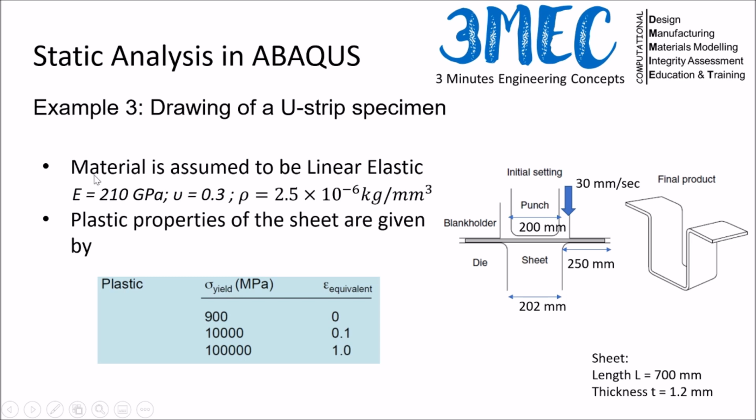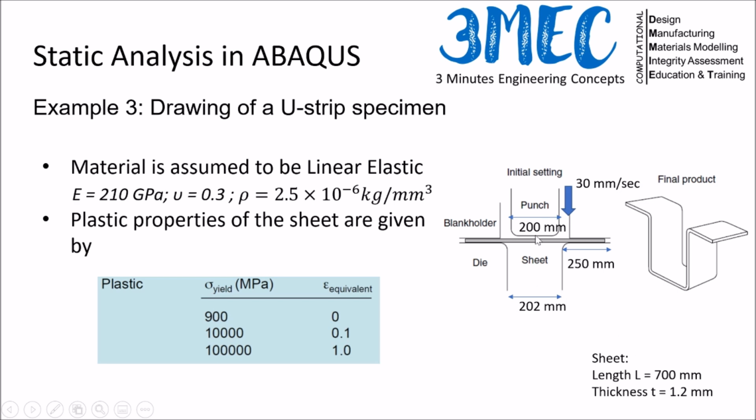So again, I'm assuming the material to be linear elastic, which is the material we want to form, and also for the plastic part of the properties of the sheet, I am using these values which are given here. Again, arbitrary properties are given. I'm not saying it's any specific material right now. While these properties look similar to steel, the density looks more similar to aluminum, so it's an artificial material, just assume that.